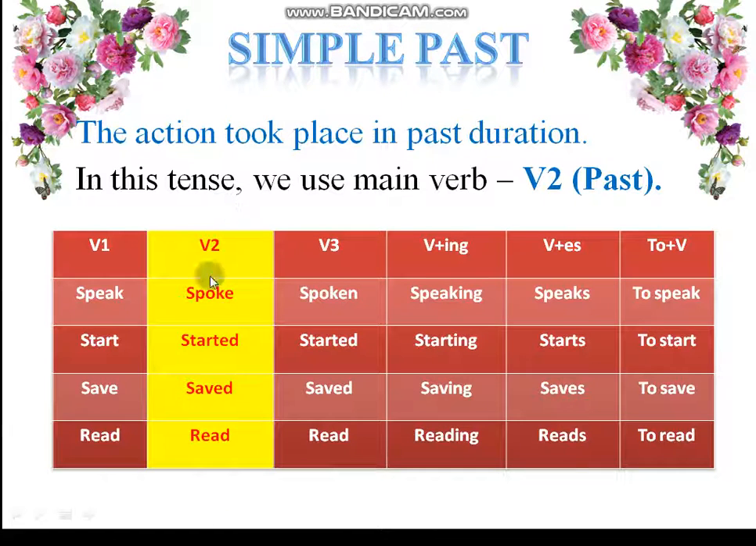Have you understood? If you are using the verb speak, for the past tense you need to use spoke. Start, started; save, saved; read, read. Like this, whichever conversion comes in the V2 column, you use for the simple past. Did you understand, children? That is the main verb. In the simple past, the main verb is in V2 column or V2 form, that means past tense form.